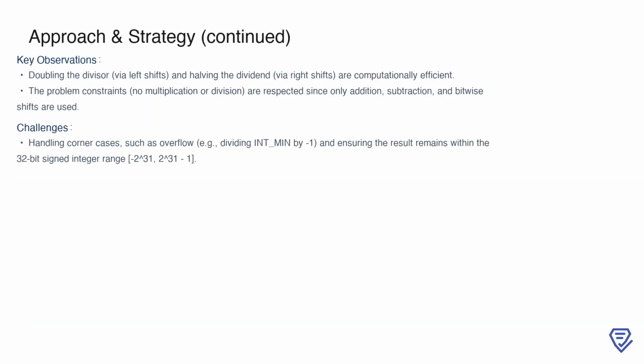The optimized approach leverages bit manipulation and the idea of exponential growth to enhance efficiency. Instead of subtracting the divisor one unit at a time, we subtract exponentially increasing multiples of the divisor. This is achieved by doubling the divisor repeatedly, using left shift operations, and subtracting the largest multiple that fits within the dividend. For instance, when dividing 10 by 3, we first double the divisor to 6, which fits within 10. After subtracting 6, we are left with 4, and we repeat the process with the remainder. The use of bitwise shifts makes this approach computationally efficient, with a time complexity of O(log dividend).